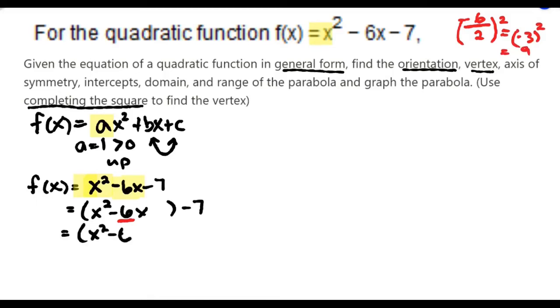So we're going to add a 9 inside the parentheses, and we need to balance our function by doing the opposite of what we've just done. Now we've added 9 inside the parentheses. We need to consider if there is any number in front of this parenthesis as well. So that would be a 1. 1 times 9 is 9. So to balance the equation, I have to do the opposite of that, which is to subtract 9. So since I've added 9, I need to subtract 9.